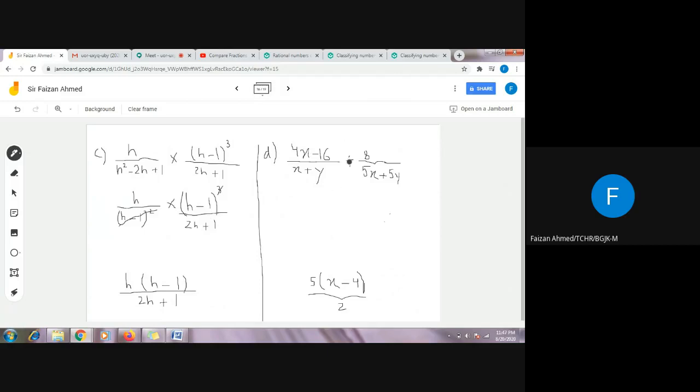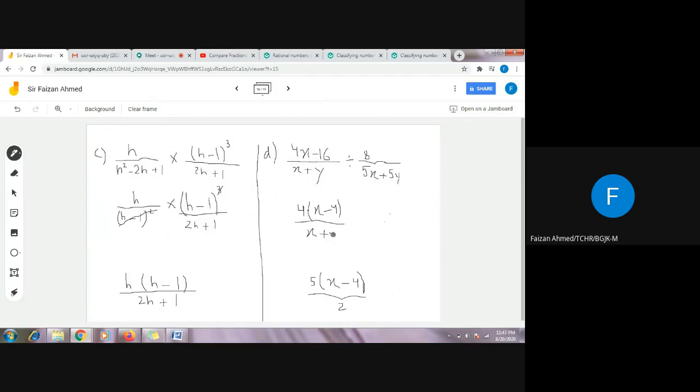In question number D, we have a division sign, and you know that we cannot solve this division sign. We have to convert it into multiplication, and we can also take something common. So I'm taking common from this as well. This will be 4x minus 4, and in the numerator x plus y will be as it is.